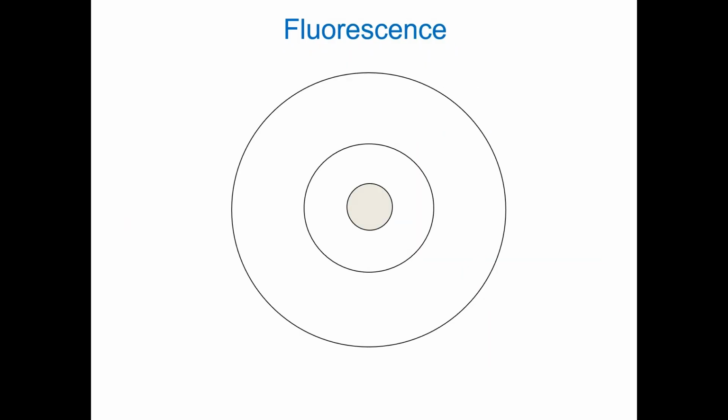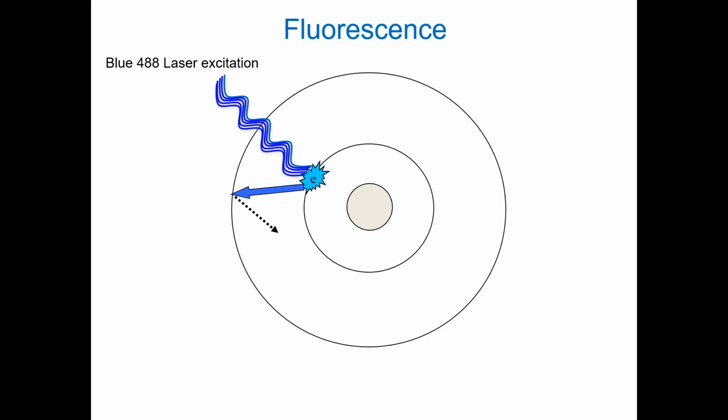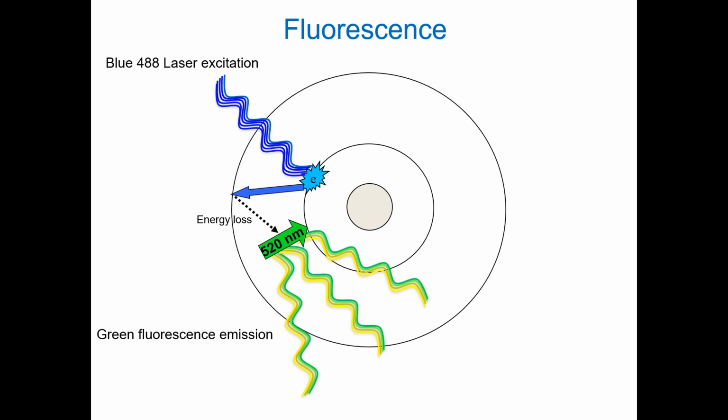Here is a simple schema showing how fluorescence works. We have a fluorochrome molecule with an electron at a stable resting level. The electron is excited, absorbing the energy from a blue 488 nanometer laser, and jumps to a higher unstable energy level. It then loses some of the energy non-radiatively through heat, and the rest of the energy is emitted as fluorescent light at a higher wavelength with lower energy.